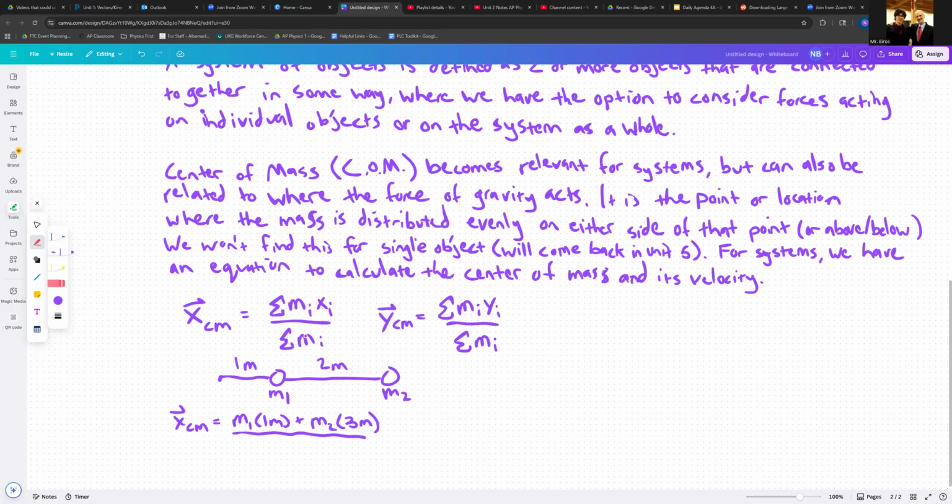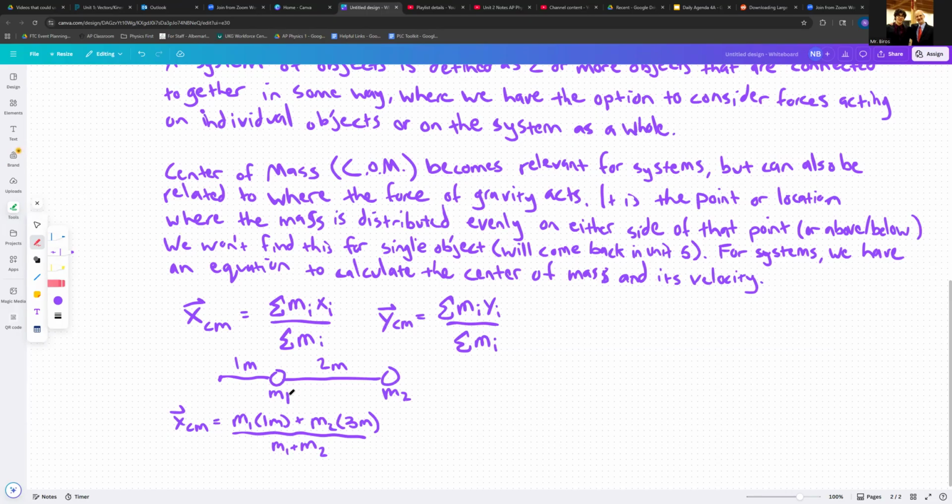And then we divide by the sum of the masses themselves. So we would do M1 plus M2. And if we knew the amounts, so maybe the problem told us M1 is 4 kilograms and M2 is 6 kilograms, we could plug in numbers and solve exactly for the center of mass.